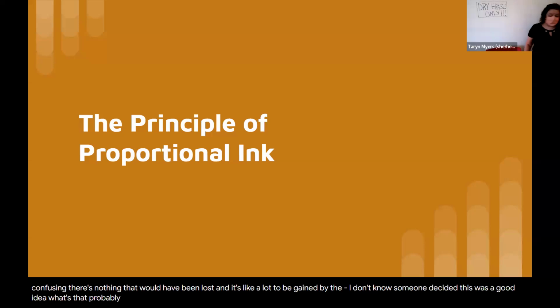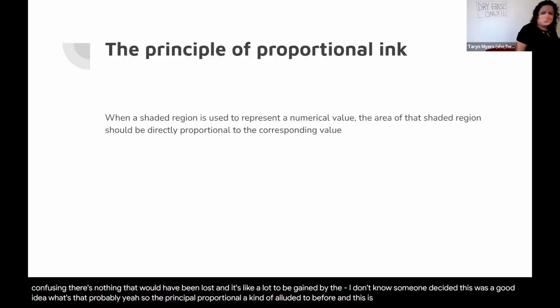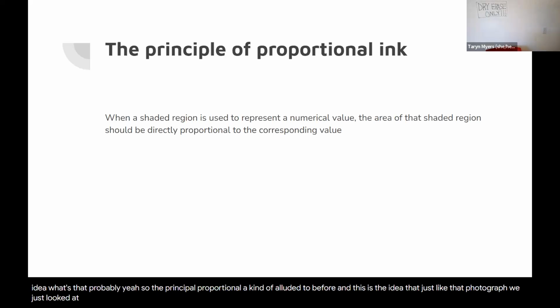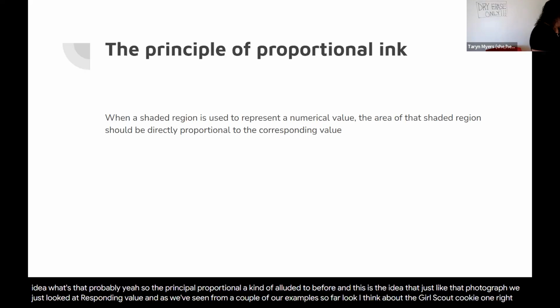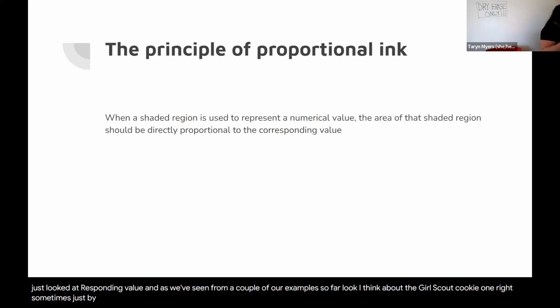So the principle of proportional ink I kind of alluded to before. This is the idea that, just like that photograph we just looked at, when a shaded region is used to represent a numerical value, the area of that shaded region should be directly proportional to the corresponding value. And as we've seen from a couple of our examples so far, like the Girl Scout cookie one, sometimes just by nature of labeling things or trying to make a graph cute, this doesn't always happen, and it can be pretty misleading.